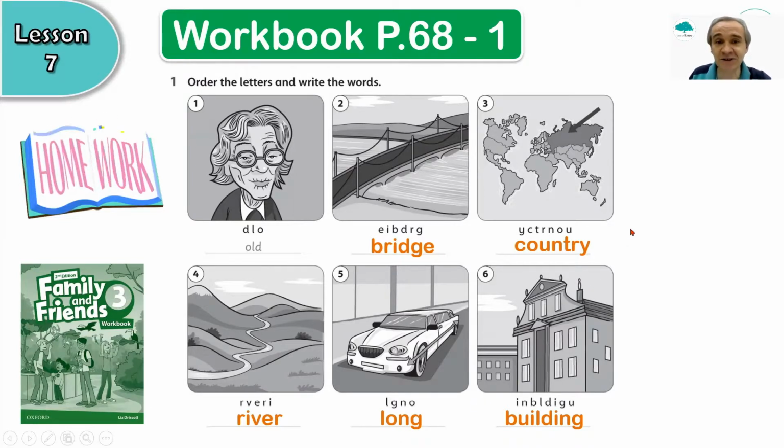Activity 1. As you can see, we have the answers. We have a bridge over a river, number 2, a country, number 3, river, number 4, long, number 5, and building, number 6. So well done if you got those correct.